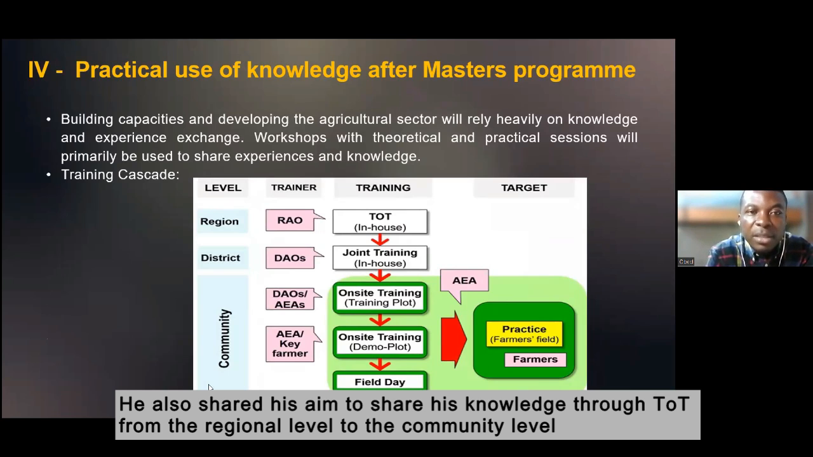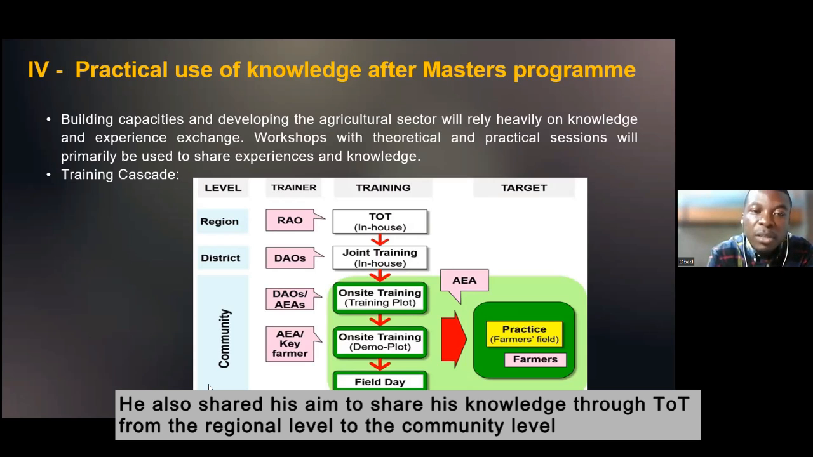So at the regional level, the trainers will be the regional agricultural officers, whereby we have the TOTs, training of trainers, in-house program. We get to the district level or the municipal level or the metro. The trainers will be those who received the training at the TOTs, and they will have joint trainings.